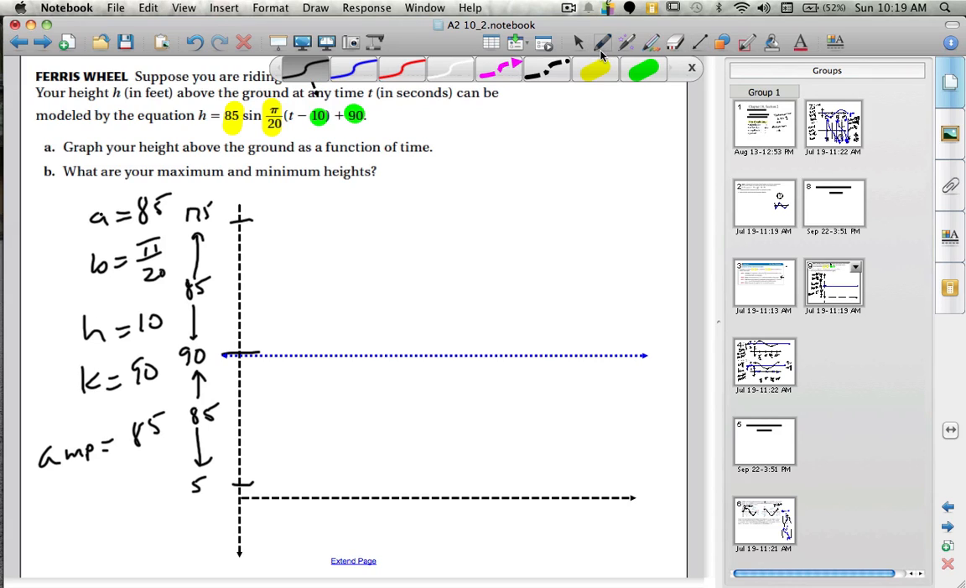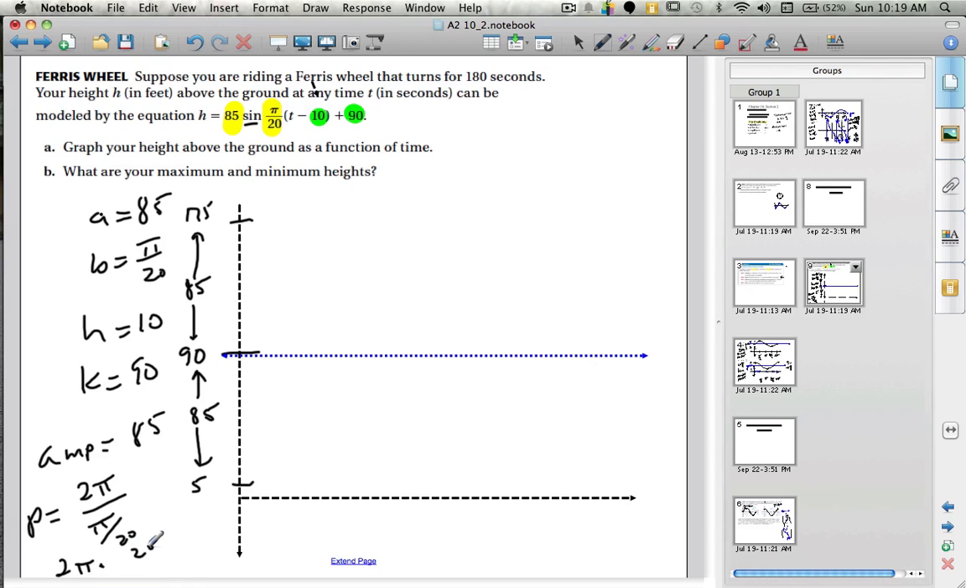Okay, so let's start looking at other things. I have my amplitude. Let's look at the period. The period is going to be 2 pi over b, because it's a sine function. So this is going to become 2 pi times 20 over pi. Pi's will cancel. 2 times 20 is 40. That was nice of them. So let's go to 40. Half of 40 is 20, 30, 10.